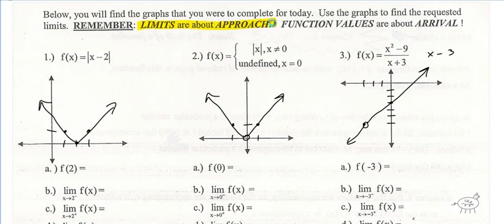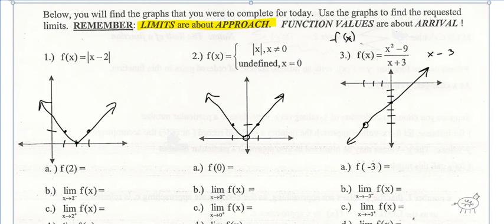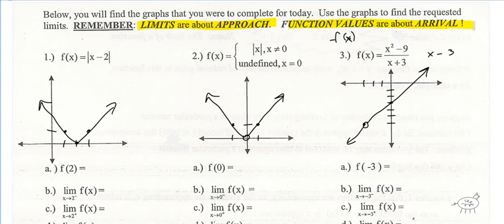That is so important. Function values, and when I say a function value, that's like saying f of x, f of some value, that means I am there. So function values are about arrival. Limits mean I'm getting closer and closer and closer, I'm not there yet. Function values, I'm there. Very, very important. All right, so let's start out here with some of these problems.